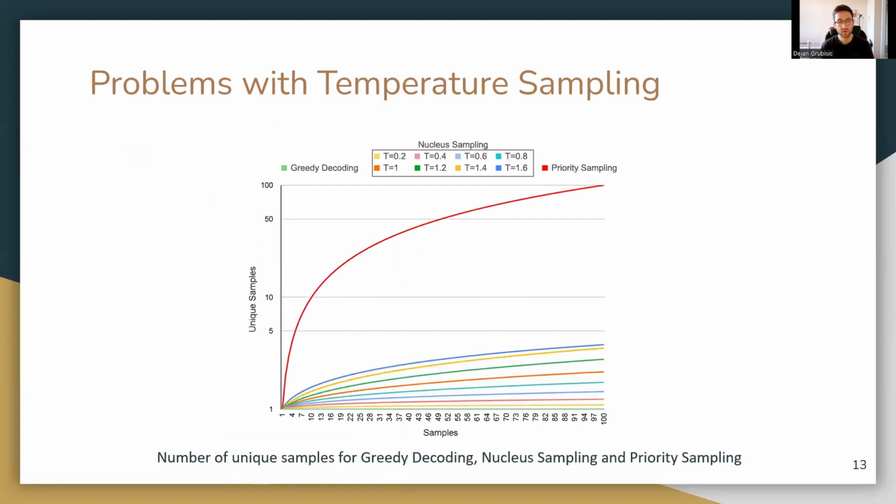On this chart, we are showing the number of unique samples that we can get given the number of samples that we tried. With the temperature sampling that we used here, and to be more specific, we used nucleus sampling, we get less than 5 unique samples for 100 tried examples. While with priority sampling that we are about to describe in this paper, we are forcing each sample to be unique, therefore generating 100 diverse samples.